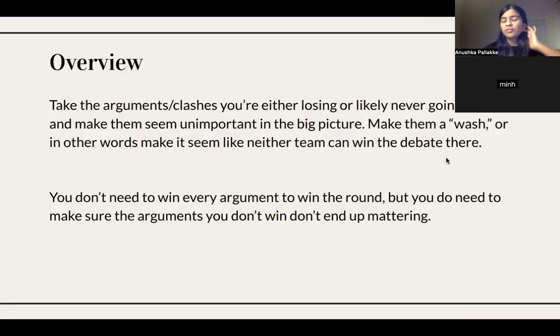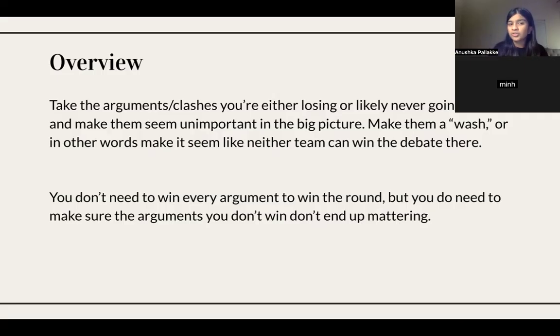Okay. So the overview of this is that you're taking the arguments or clashes that you're either losing or probably never going to win, and you just want to make them seem very unimportant in the big picture. By essentially making them a wash, as I've said before, it means that neither team can really win the debate there.